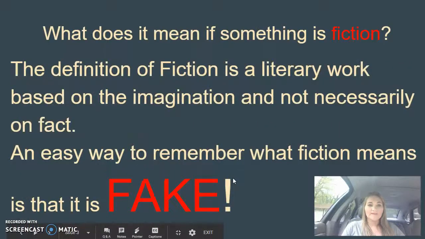So what does it mean if something is fiction? Well, the definition of fiction is a literary work based on the imagination and not necessarily on fact. An easy way to remember what fiction is: fiction means fake.